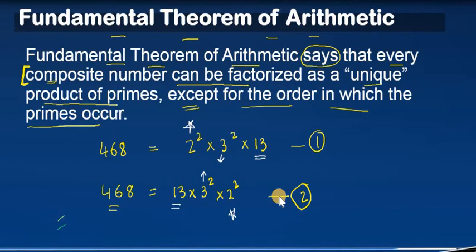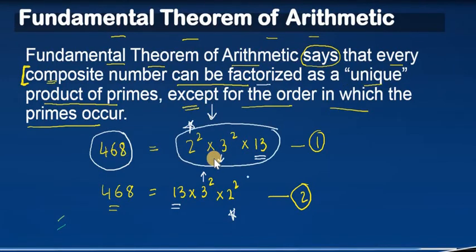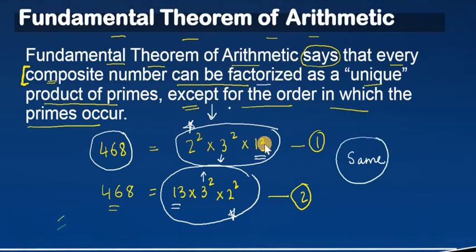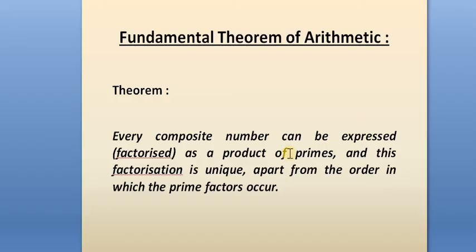So you don't have to worry about the order, but it is sure that with these prime numbers, if you multiply, you will get only 468. That is why it is written that it is unique. This composite number can be made as a product of only these prime numbers. It cannot have any other prime factor other than these. So this prime factorization is unique. So now we understand what the fundamental theorem states.